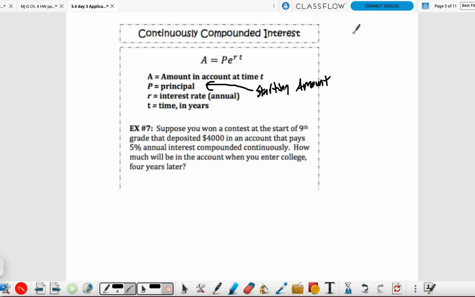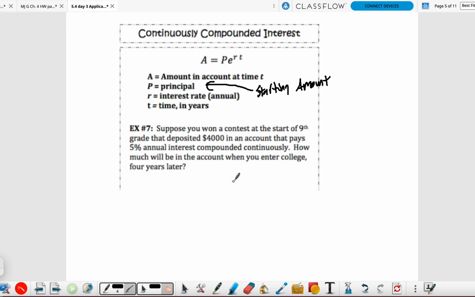The decimal for it is 2.7182, and then I can't remember what it is. But it's like pi, so it would go on forever with no end. So you're going to use this anytime you see the words compounded continuously or continuously compounded.